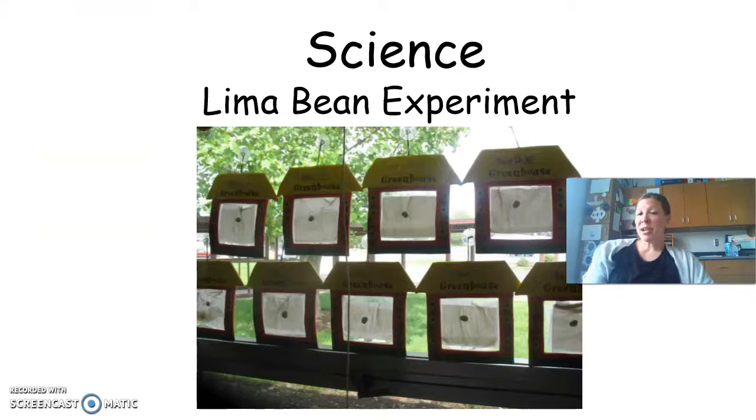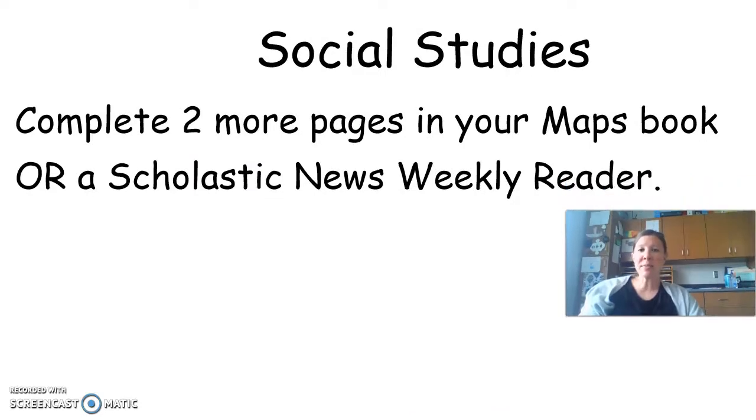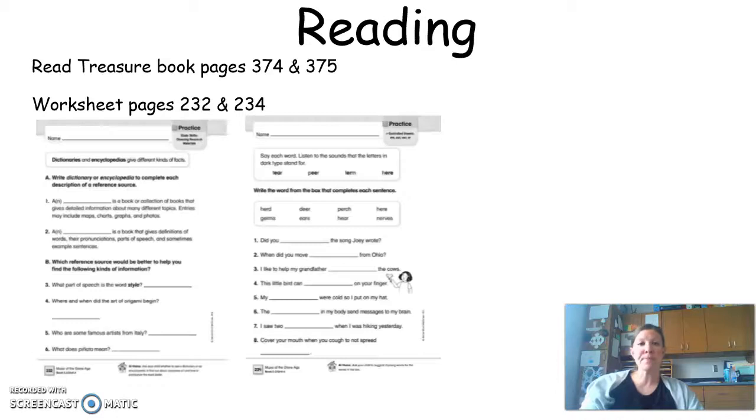Science, again, you're going to observe. You're going to put on your science glasses and do your best observations and best sketches in your science notebook. Label, tell me what's happening with it. Tell me what's going on. Today's social studies again, complete 2 more pages in your maps book or a Scholastic News Weekly Reader. Reading, so read Treasure's book, pages 374 and 375, and then you have 2 worksheets to do today.